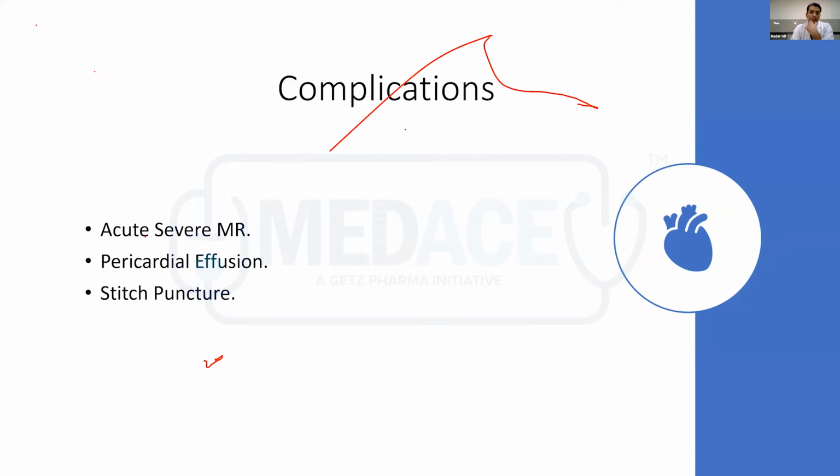Complications: a few complications are very important. As I mentioned, acute severe MR needing urgent surgical intervention, and pericardial effusion, which we need to drain. Another important complication is the stitch puncture. People do talk about it, the stitch puncture and how it happens. Although it is a rare complication, it is something not very happily accepted in the cath lab.